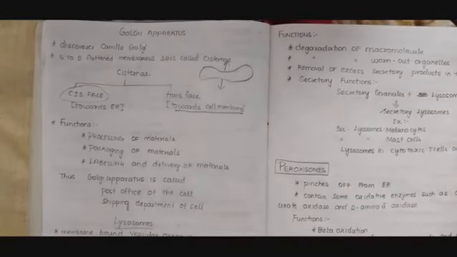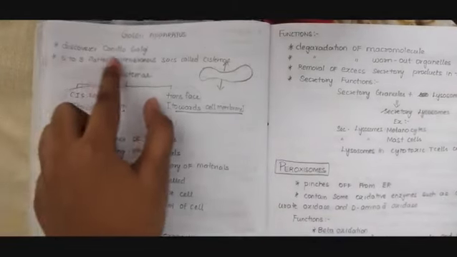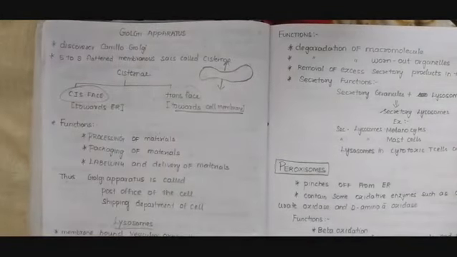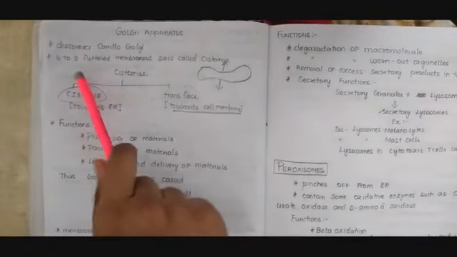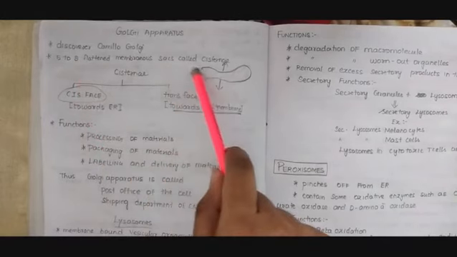Now let us discuss the Golgi apparatus, which is considered to be the neighbor of the endoplasmic reticulum. That is, it lies very close to the endoplasmic reticulum. The Golgi apparatus is named after its discoverer Camillo Golgi. And this Golgi apparatus consists of 5 to 8 flattened membranous sacs called cisternae.